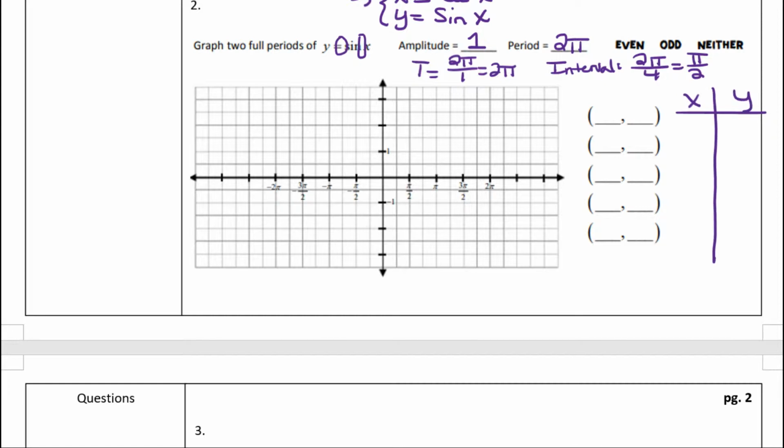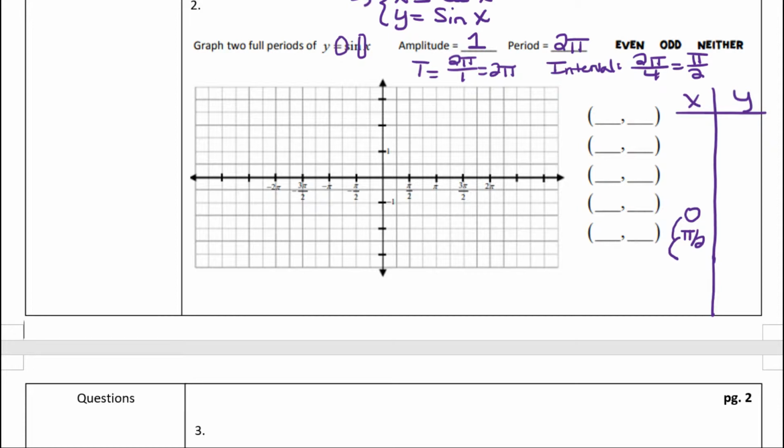All right, so now we're going to do an xy table here. Since we're going to probably have a total of maybe 9 points because we have 2 periods, and since we have negative values here, we're going to do some negative values as well. So let's start with 0 in the middle, and then I'm going to go positive and negative. I'll do the positive first, adding my interval of pi over 2 as I go down.